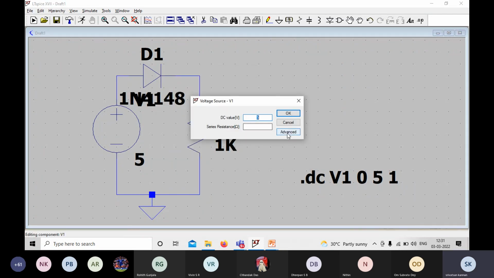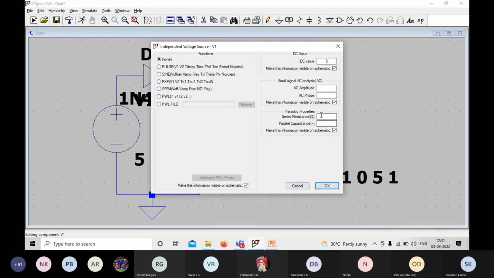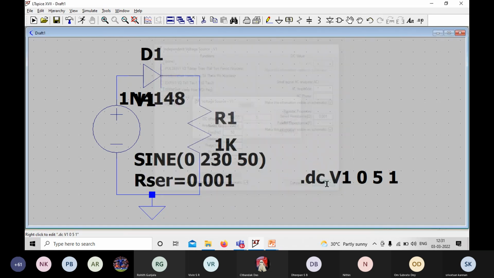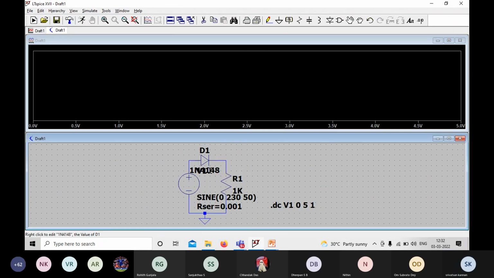In the power supply, you have to go to advanced. So set your input voltage to 230 volt and frequency to 50 hertz. And if you want to have some series resistance of the power supply, we can give 0.something, not 1. So the input is given, resistance values are defined, diode is defined, and then you can simulate it.